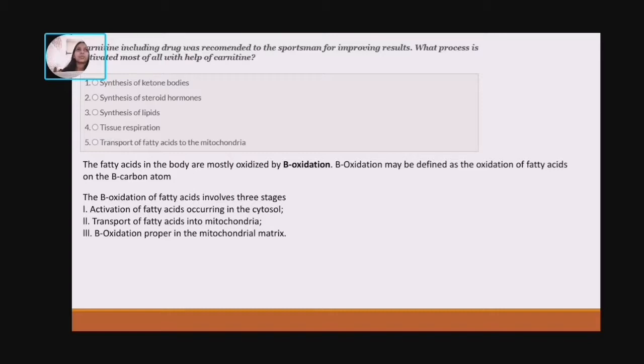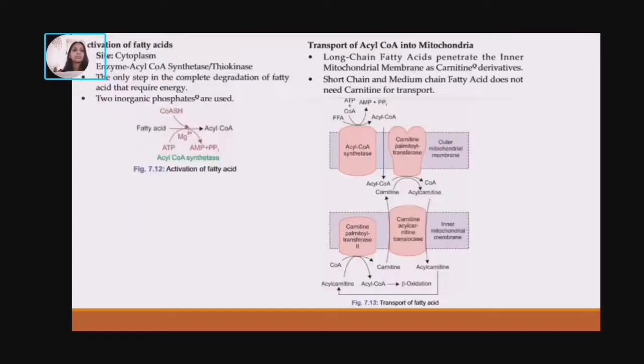So what is actually happening in beta oxidation of fatty acids is, first of all, fatty acids will be activated. They are actually present in cytosol. Then the activated fatty acids should be transported into mitochondria, and then come the beta oxidation reactions. So these are the three steps in beta oxidation. Activation of fatty acids happens in cytosol or cytoplasm with the help of the enzyme acyl coenzyme A synthase or thiokinase.